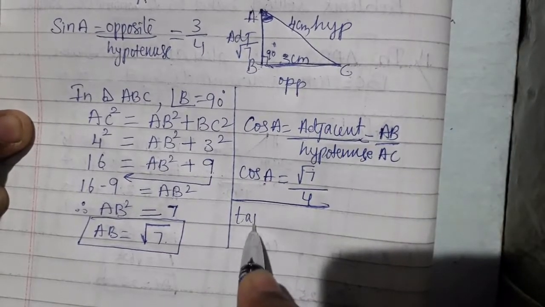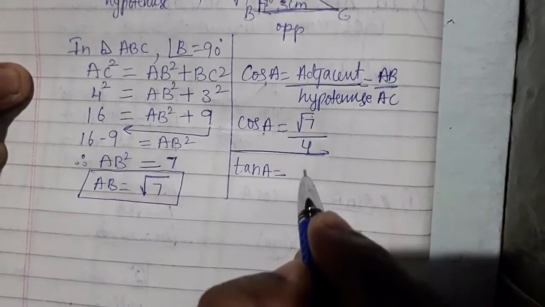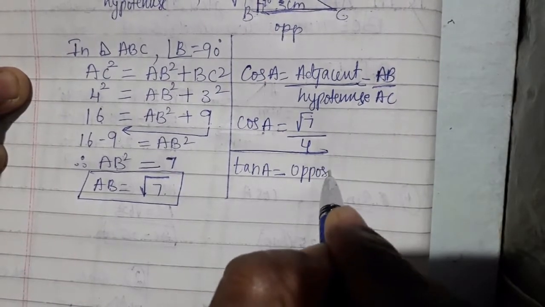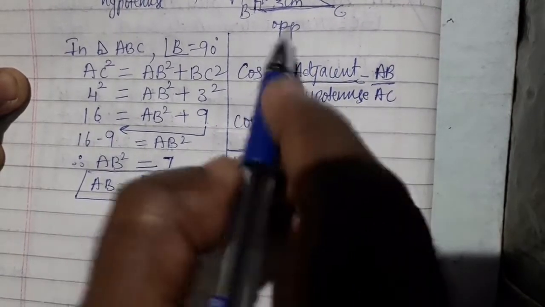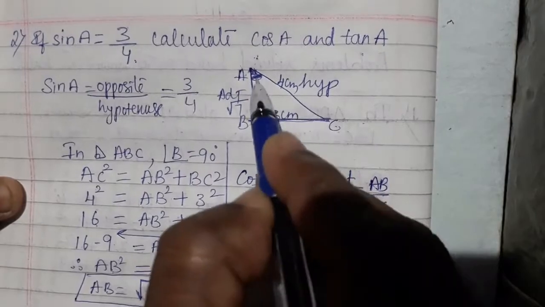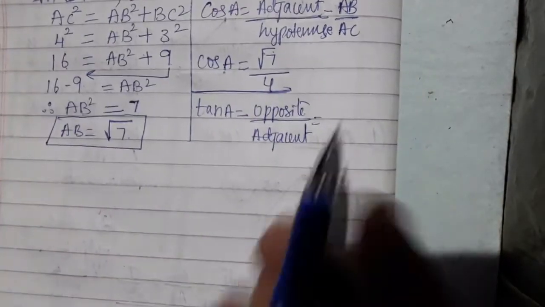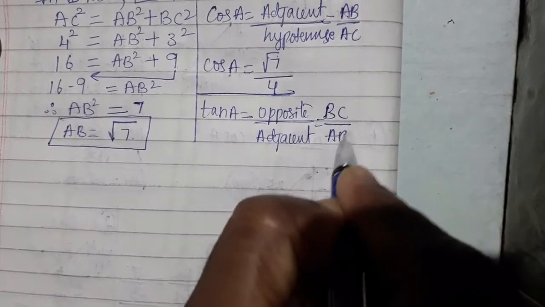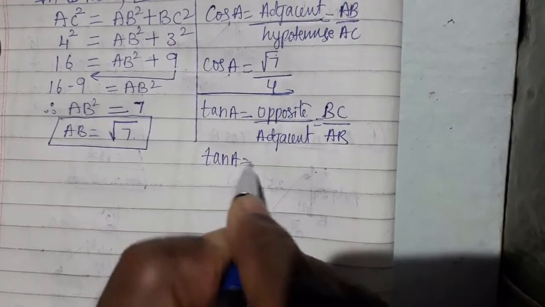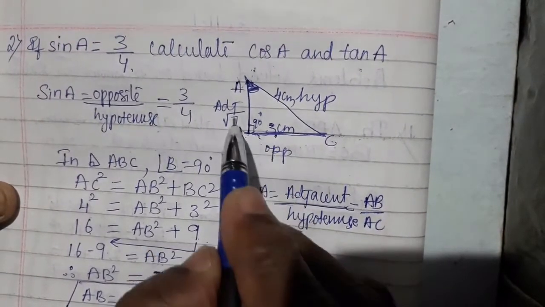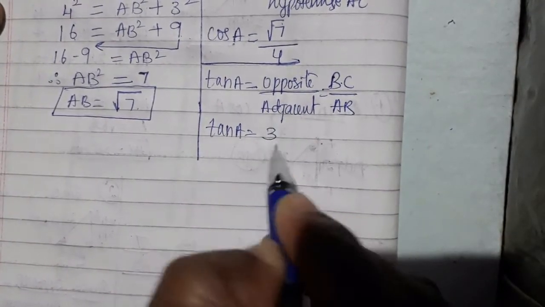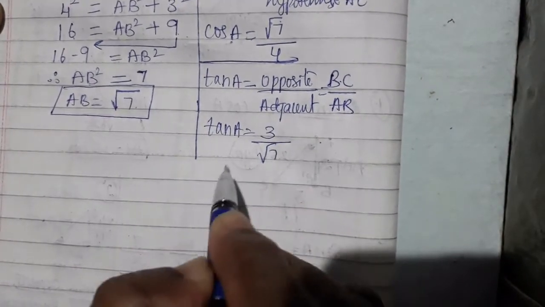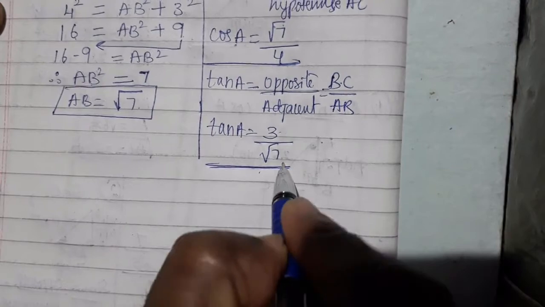Second is tan A. What is tan A? Tan A ratio is opposite by adjacent. What is opposite? Opposite is BC. Adjacent is AB. So BC by AB. BC is 3 centimeters, AB is root 7 centimeters. So tan A is equal to 3 by root 7.